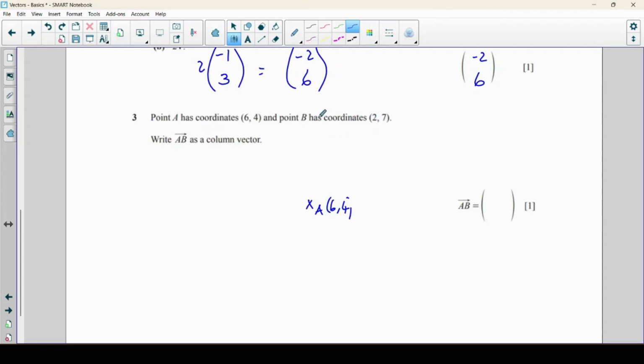Okay, point B has coordinates 2, 7. The x coordinate is 2, so it's over to the left, and it's above, so here. Okay, so to get from A to B, we need to go from 6 to 2 in terms of the x coordinates, so that's 4 left, so minus 4, and we want to get from 4 to 7, so that's 3 up. Of course, you can do this by subtraction as well, but doing that diagram helps you to visualize the problem.